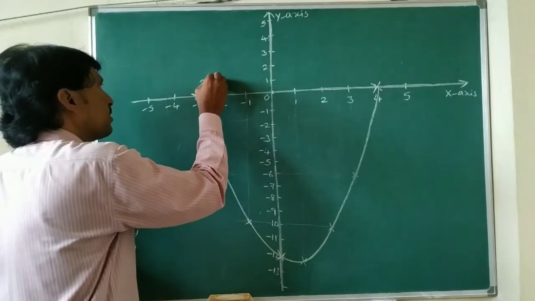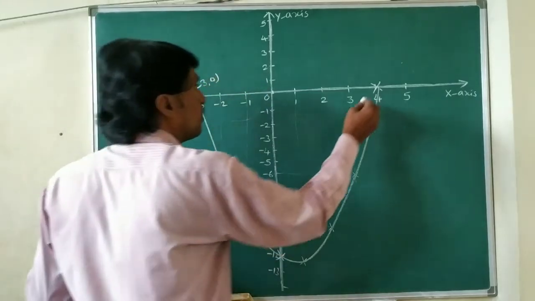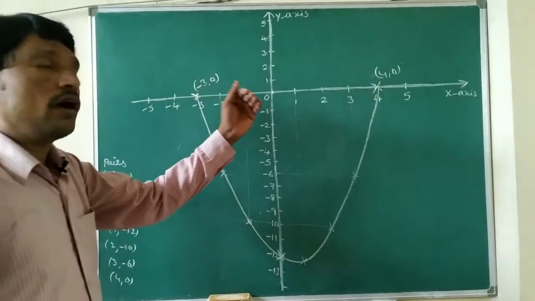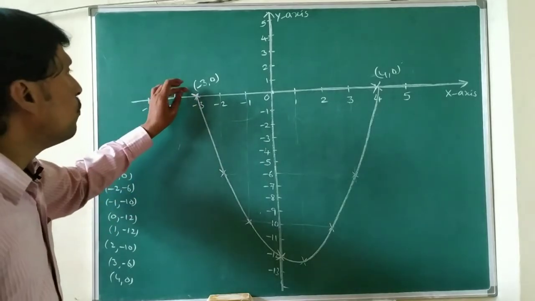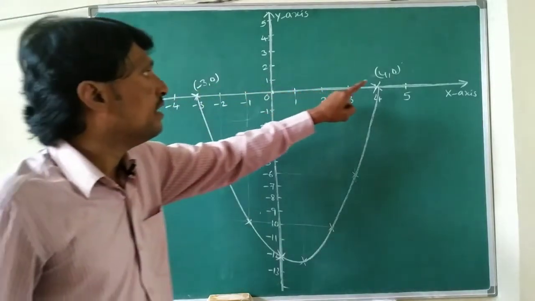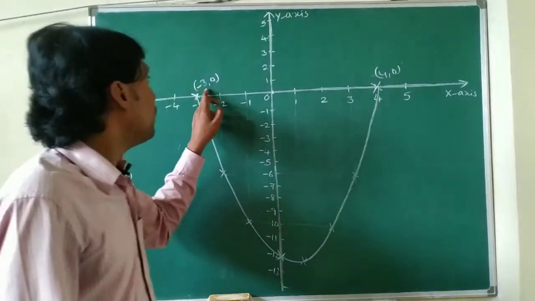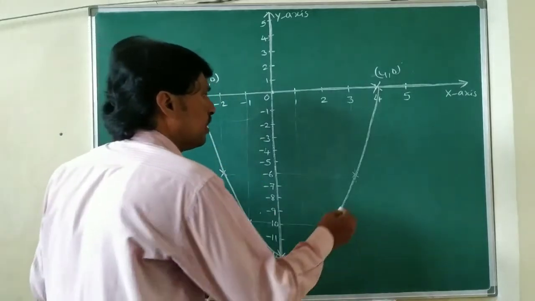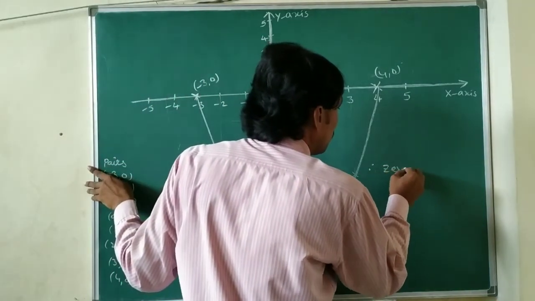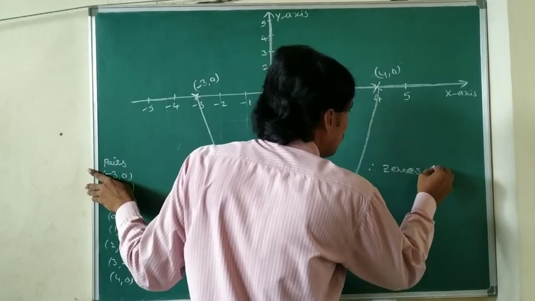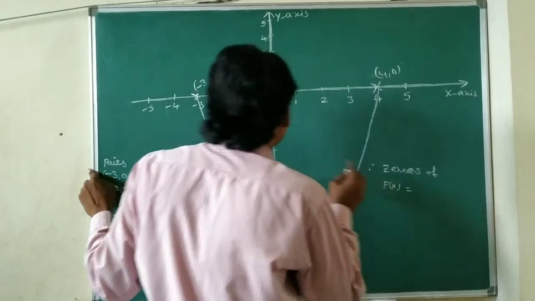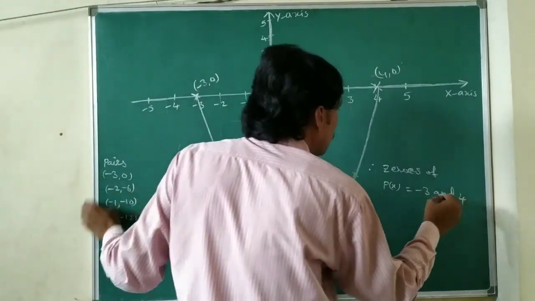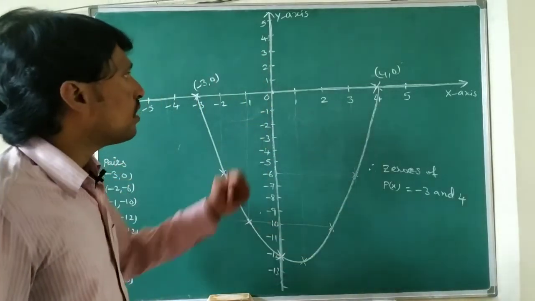So where it is intersecting the curve, those are the zeros of the polynomial. So where it is intersecting, -3 and here 4. So here -3, 0 and 4, 0. We only need to take the x coordinates. Therefore, zeros of P of x: the x coordinate is -3 and here also the x coordinate is 4. -3 and 4 are the zeros of the given polynomial.